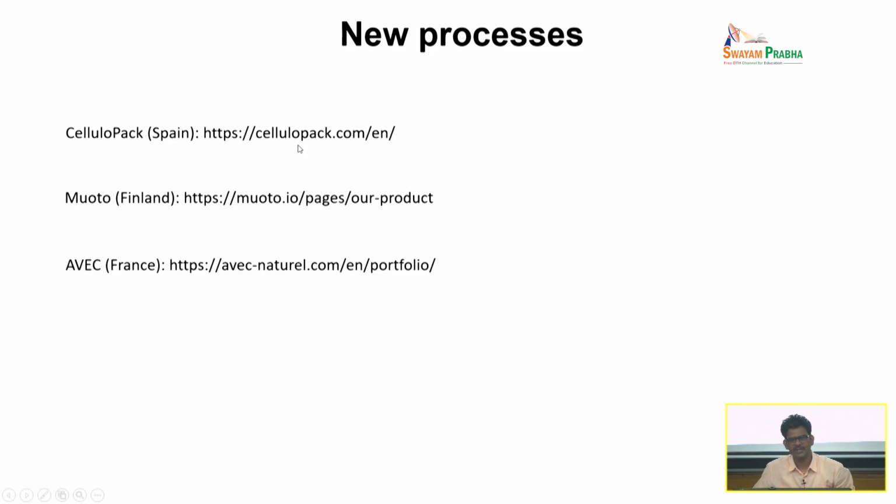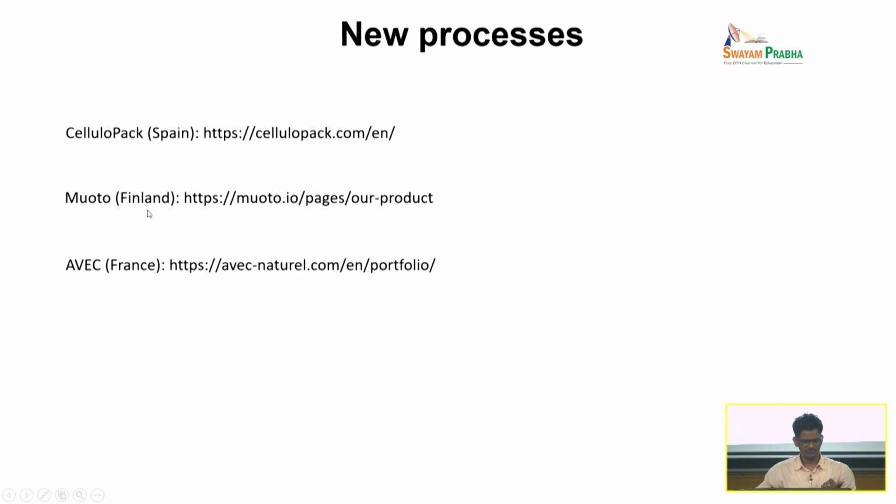Now, in the last couple of years, we see a lot of new processes emerging in managing cellulose. Here I have given some startups: Cellulo-Pack from Spain, Muto from Finland, Avec from France. They have all come up with new technology which avoids the use of water and a lot of energy for drying. What could be the option? How can you avoid water and the energy of drying and still mold? Let's first look at the websites of these companies, just to get an idea.